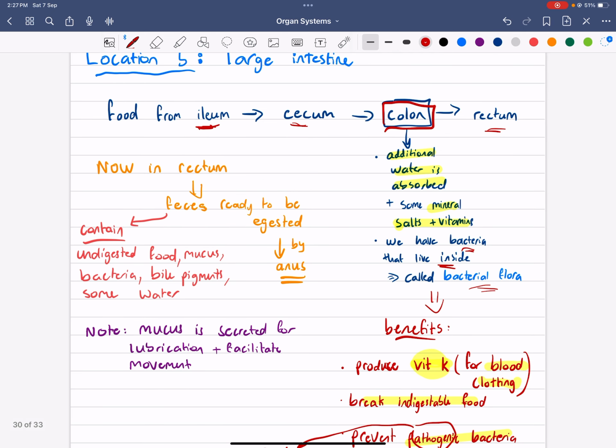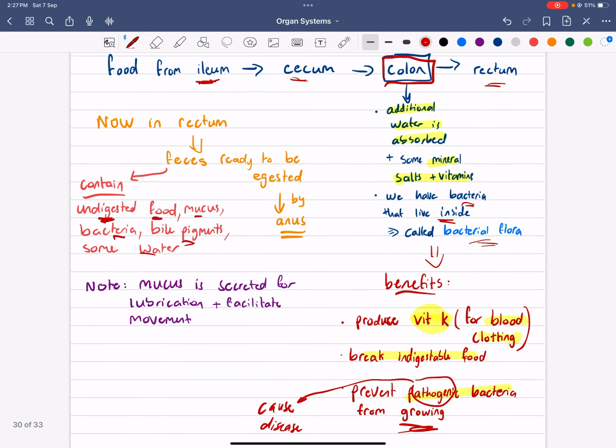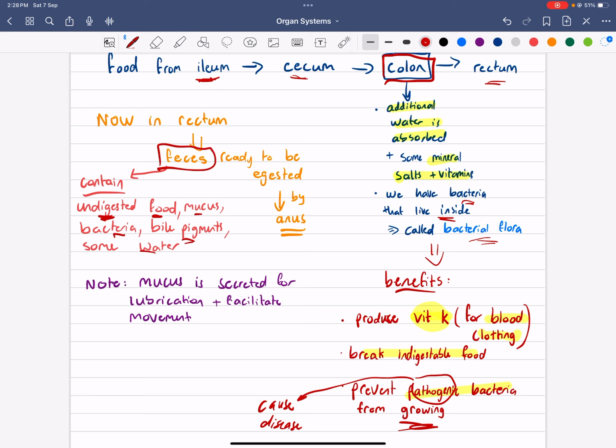Now, after we absorb the remaining water, mineral salts, and vitamins, we go into the rectum. Now, in the rectum, the feces contain what we said: undigested food, mucus, bacteria, bile pigments, and some water also. And those feces are ready to be expelled by the anus. Okay? And we talked about the components of the feces. And also a small note that mucus is also secreted in the large intestine to ease lubrication and facilitate movement throughout.